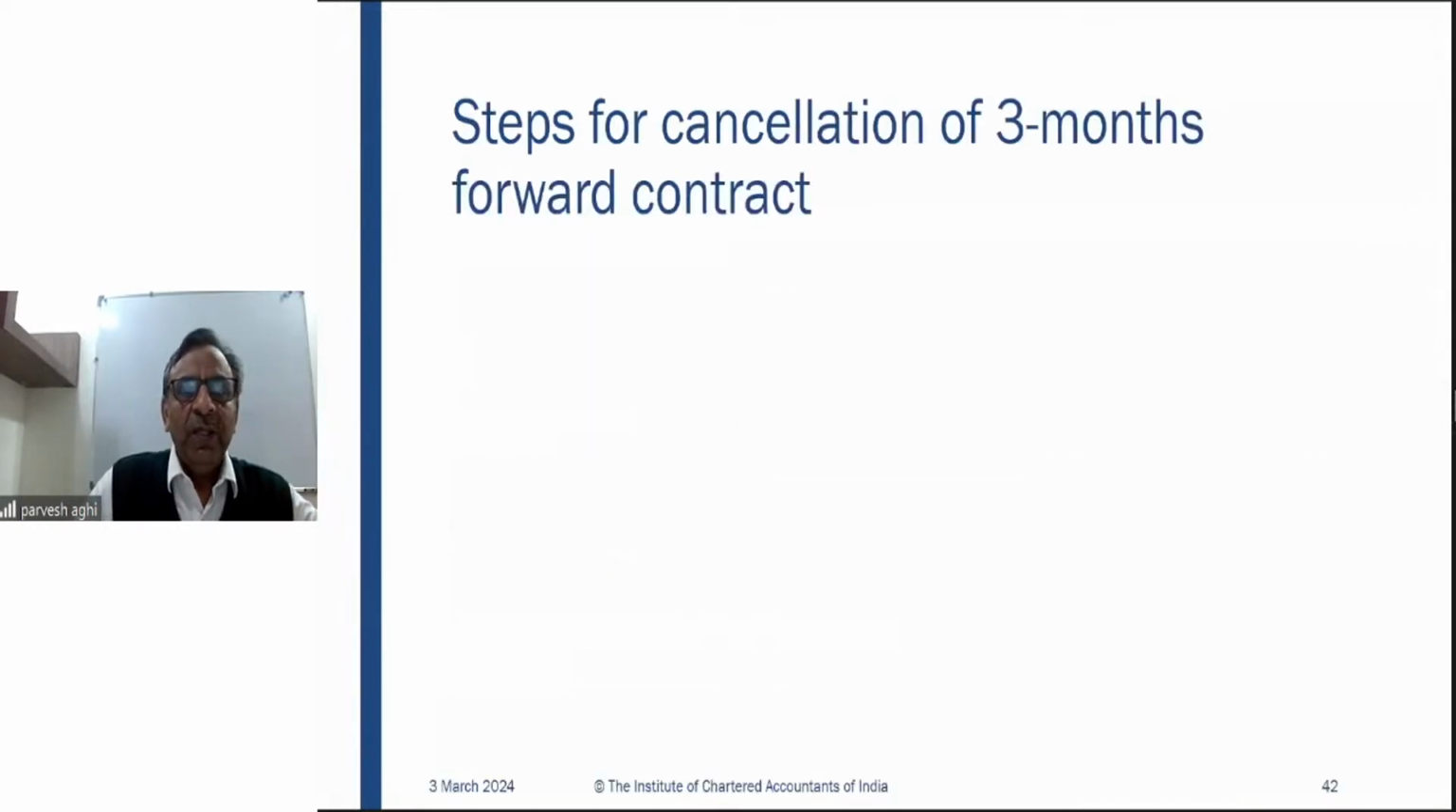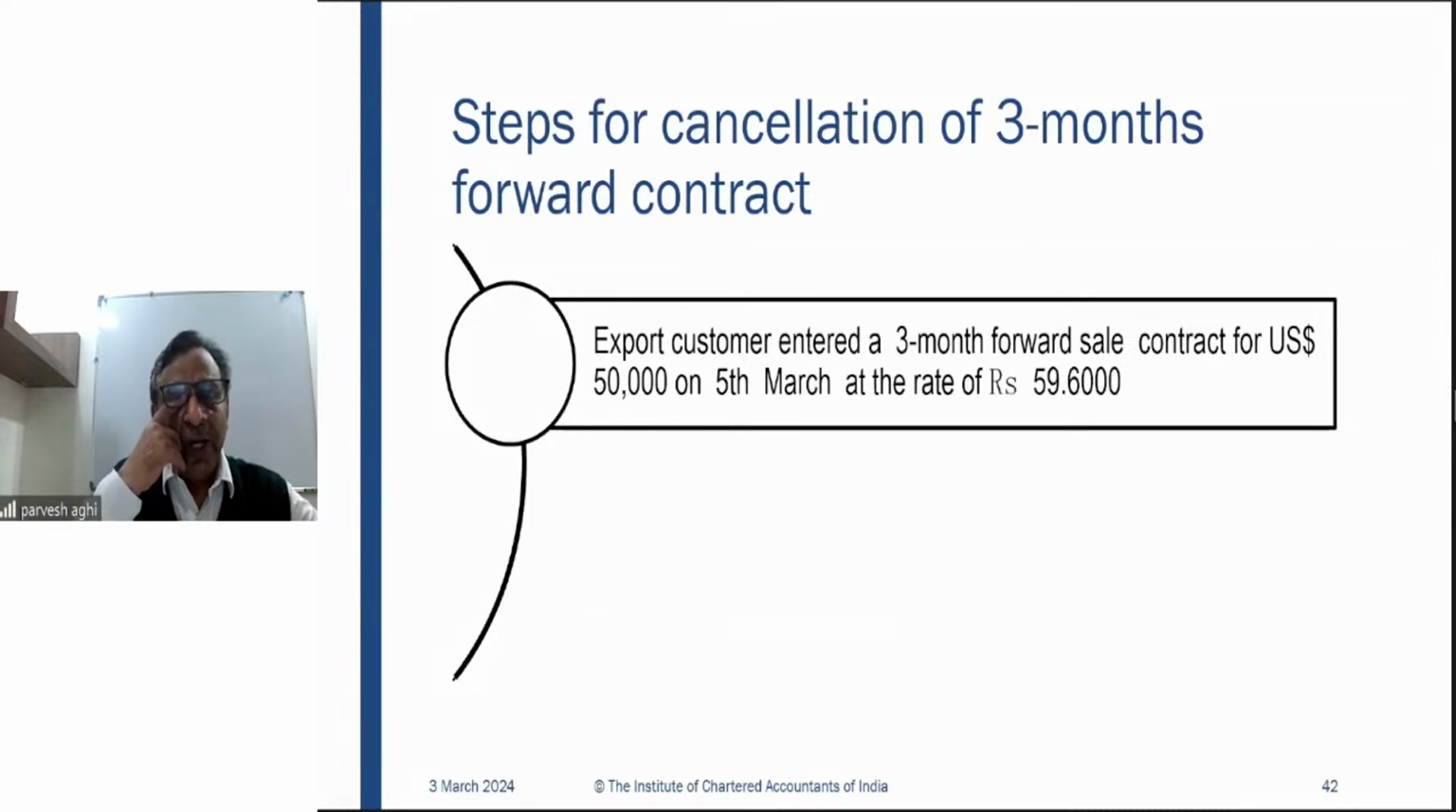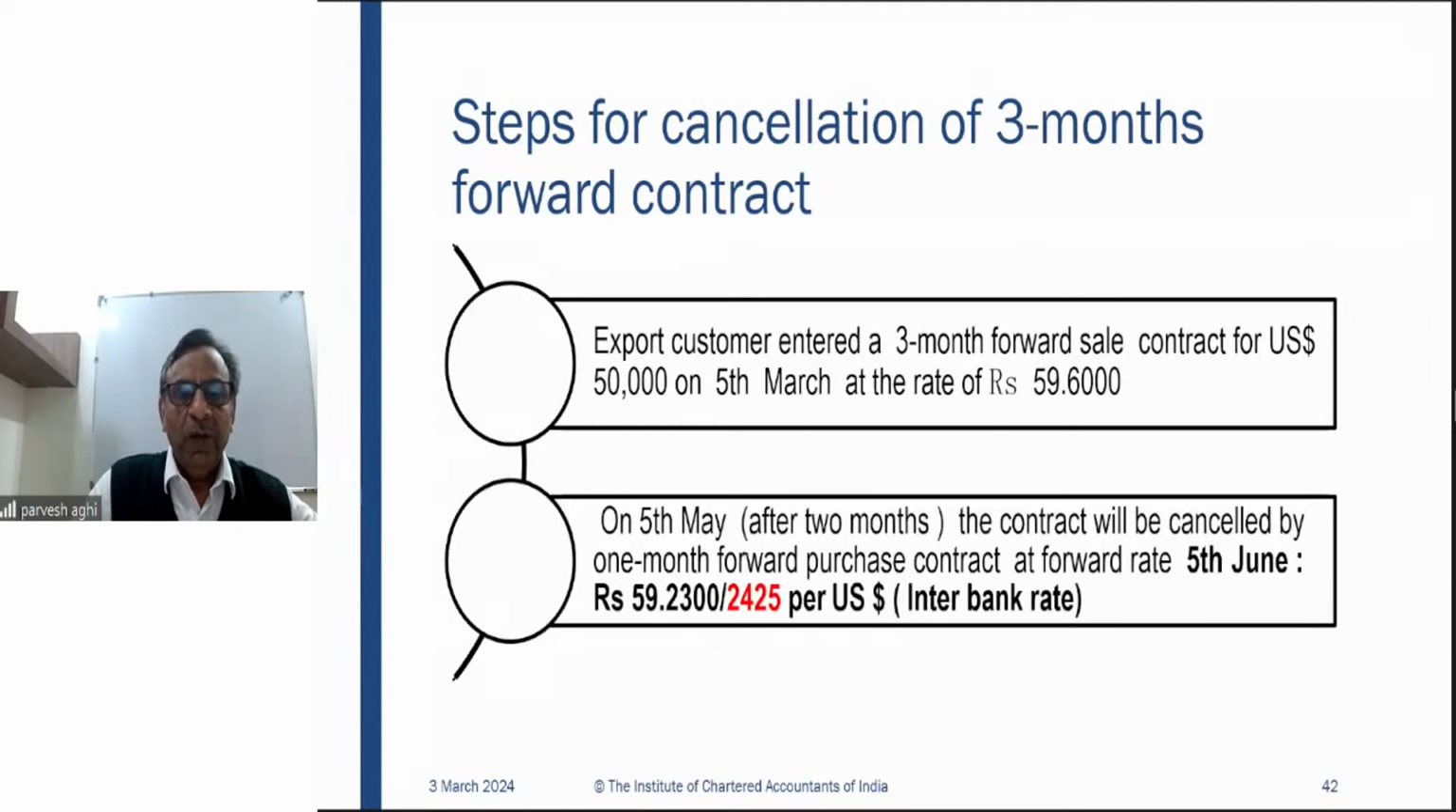Step 2 is cancellation of the 3 months contract. The exporter customer entered into a 3 months forward rate. So he has entered into a 3 month forward sale contract for US dollar 50,000 on 5th March at the rate of 59.60. So you entered into a forward sale contract with the bank to sell your dollars, $50,000, at 59.60. On 5th May, after 2 months, the contract will be cancelled by a 1 month forward purchase contract, because still there is 1 month to go. So it needs to be synchronized with the original contract. So you're going to cancel it by a 1 month forward purchase contract.